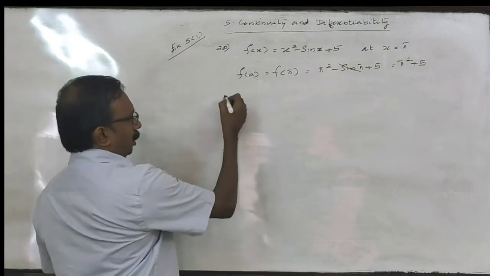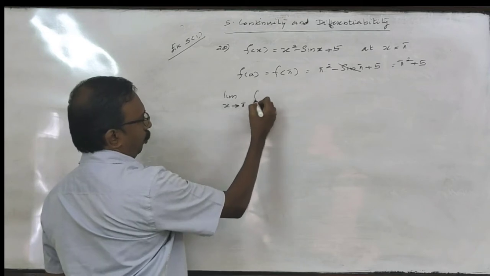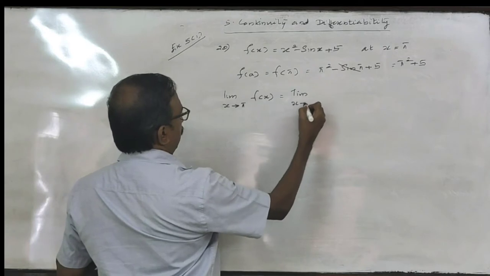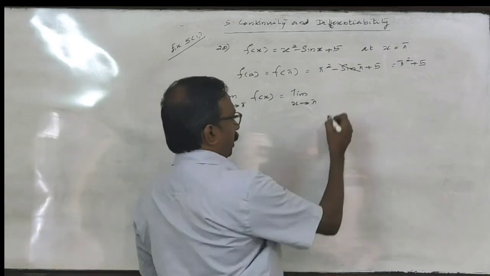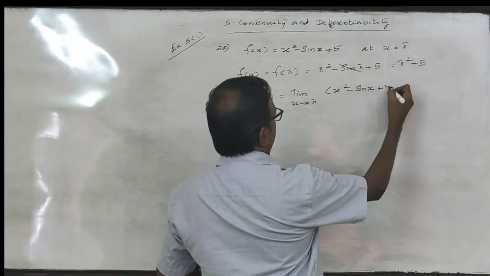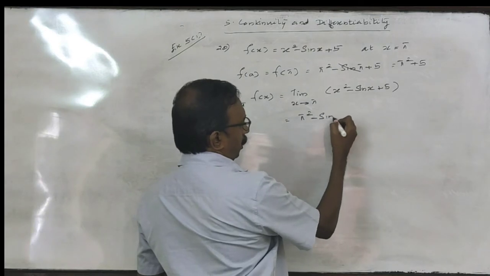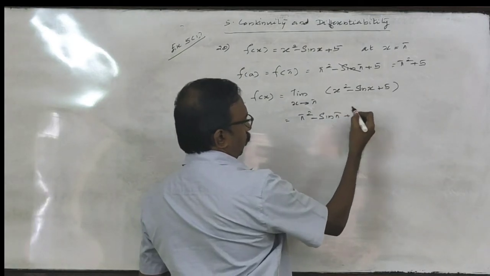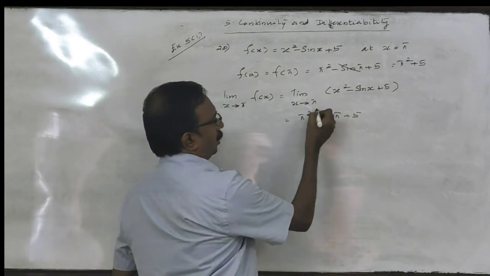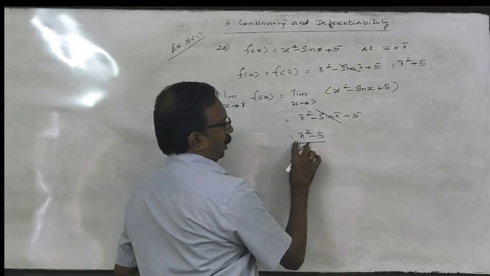Now the limit as x tends to pi of f of x, where f of x is x square minus sin x plus 5. Now put x equal to pi, so it becomes pi square minus sin pi plus 5. Sin pi is again 0, so it becomes pi square minus pi.